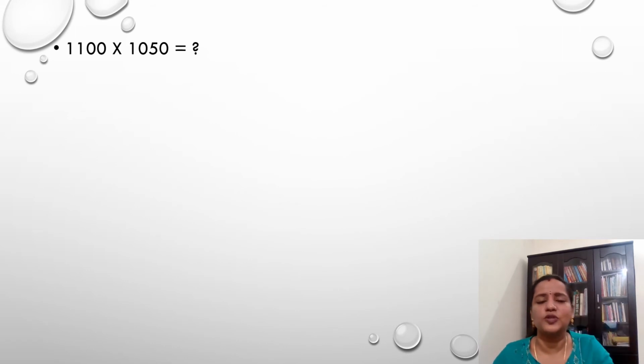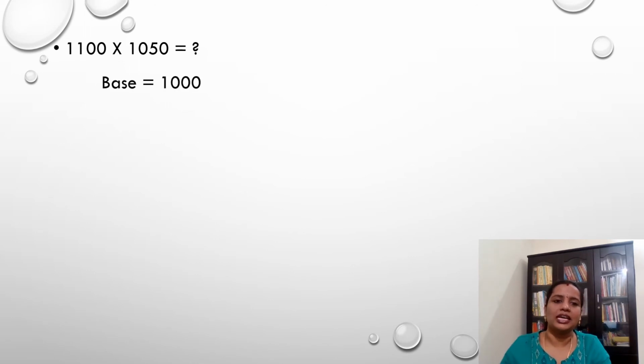Next problem is 1,100 into 1,050. Both are closer to which base? Is it a little bit confusing? Don't worry. Both are closer to 1,000. The base is nothing else other than a power of 10. So any power of 10 will be the base, and the base here could be considered only as 1,000 and none other than that.